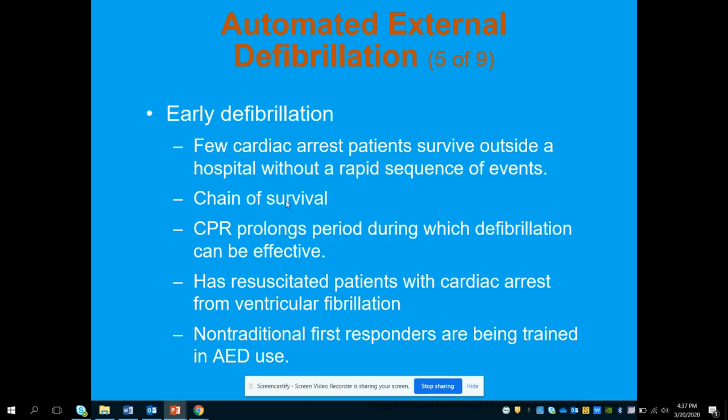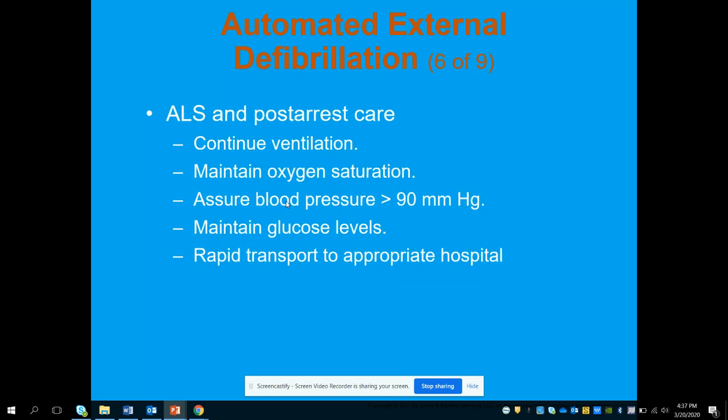And so that's why doing compressions all the way up to delivering the shock, even through the charging phase, is very important. Remember, we don't want to do compressions during the analysis phase, but it is safe to do it during the charging phase as long as this is a semi-automatic AED, meaning you have to actually push the button to deliver the shock.